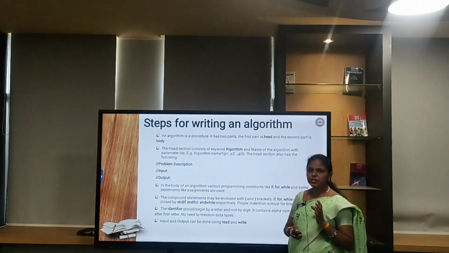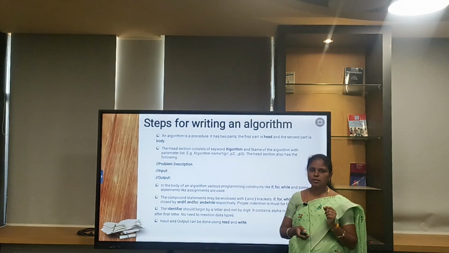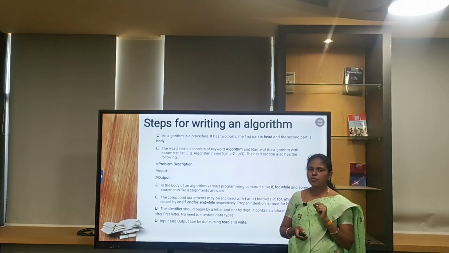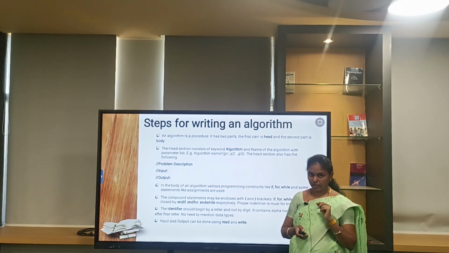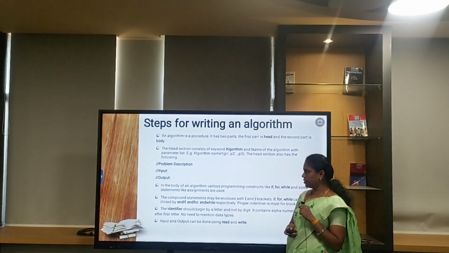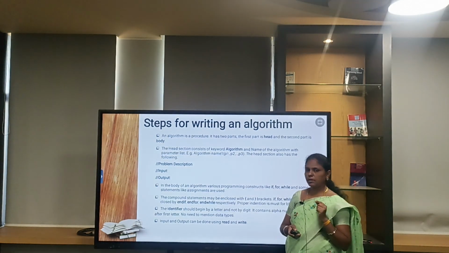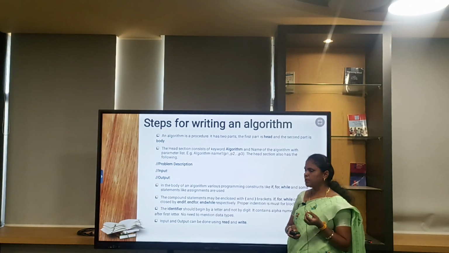For example, an algorithm for addition: how do you write this head part? Algorithm add, where add is the name of the algorithm, and the parameter list: you are going to add 2 numbers, so a, b are the parameter list. Then how do you write a problem description for the same? Adding any 2 non-negative numbers. That description can be written in your own words, based upon your understanding.